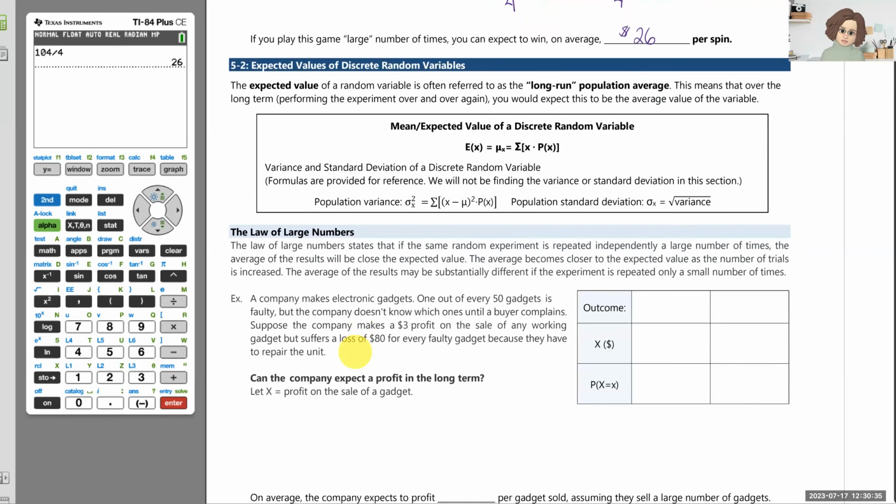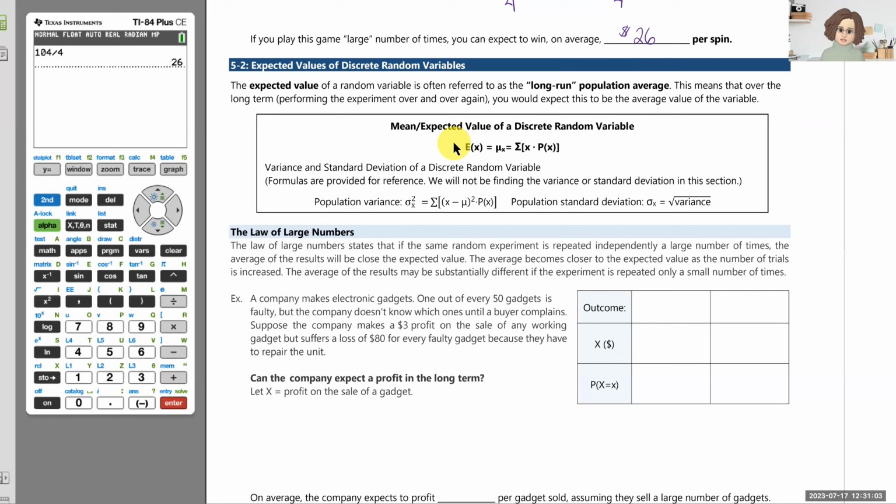And I just repeated here then, the expected value of a random variable, often referred to as the long run population average. So again, if we do perform an experiment over and over again, it's what we would expect the average value of the variable to be. So in this section, we are going to focus on the formula we just discussed, the mean or expected value of the discrete random variable.